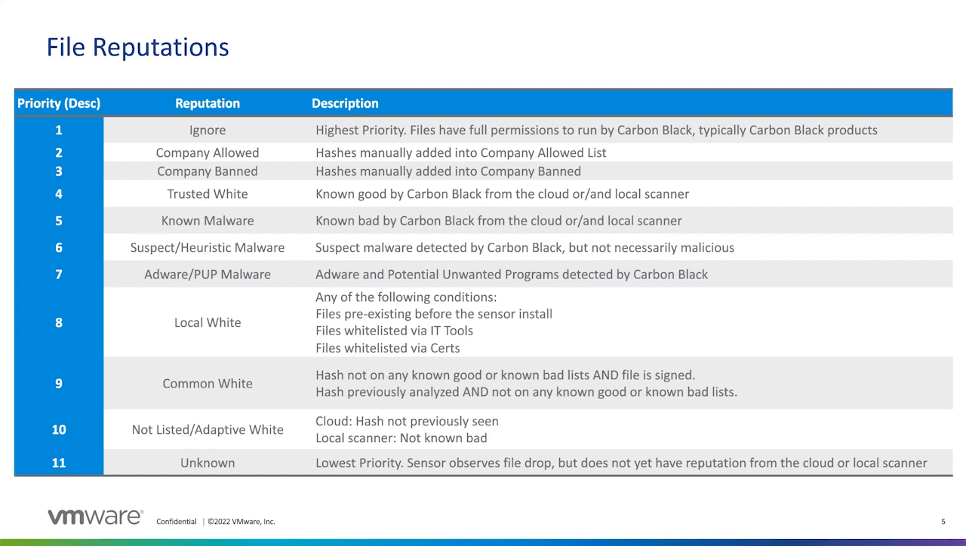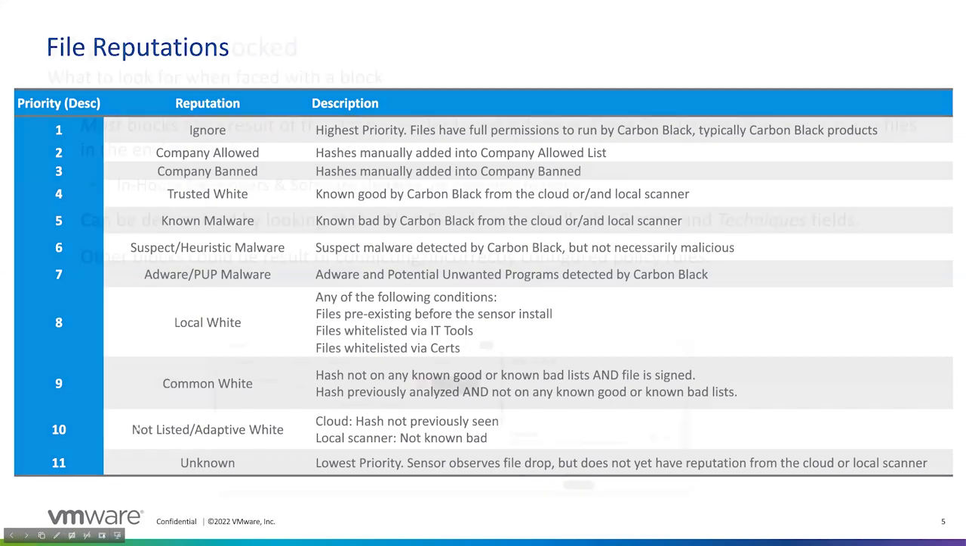The not listed and unknown reputations are our problem children. These are what causes most of our blocks. Anytime a file gets dropped, you get the unknown reputation. And if it does not come back from the scanner as not previously seen, we'll get not listed or adaptive whitelist. So that summarizes the reputations.